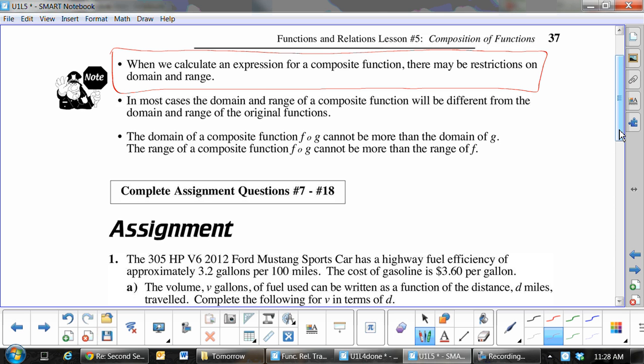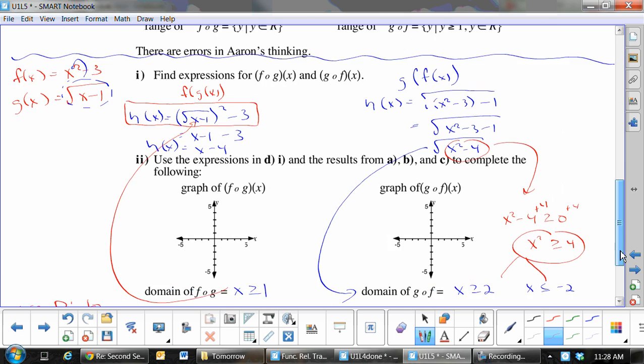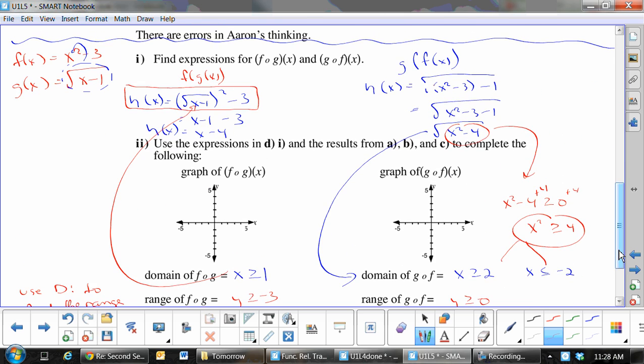In most cases, the domain and range of the composite function will be different than the domain and the range from the original. Okay? Most cases. And the domain of the composite function cannot be more than the domain of g. So this is probably the most complicated one. How about we just stay away from these and on your study sheet, I would have a really good example. I think probably the best example of teaching you domain and range would be the first one.